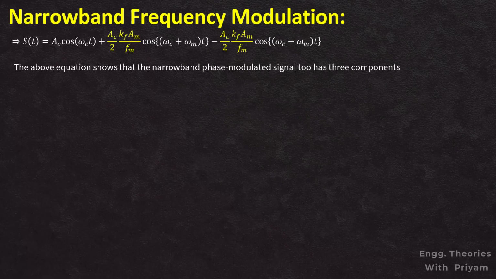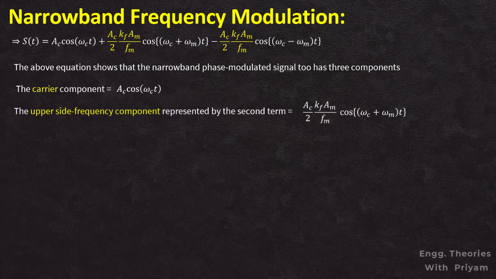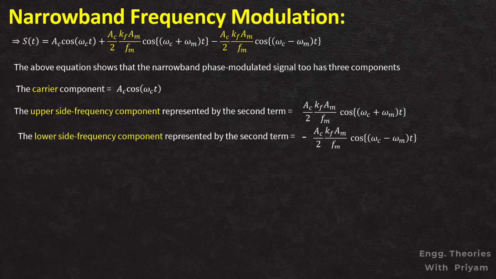Here the narrowband frequency modulated signal has a carrier component of Ac cos ωct, which oscillates at the carrier frequency fc, an upper sideband of Ac/2 Kf Am/fm cos(ωc + ωm)t, which oscillates at the frequency fc plus fm, and a lower sideband of minus Ac/2 Kf Am/fm cos(ωc − ωm)t, which oscillates at the frequency fc minus fm. These components are similar to an amplitude modulated signal, but the key difference is in the relative amplitudes of the sidebands and their phase relationship.